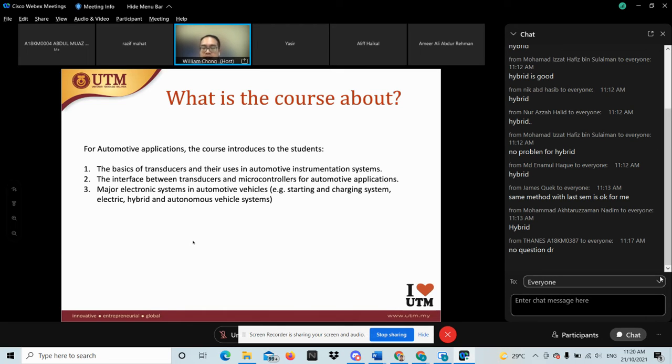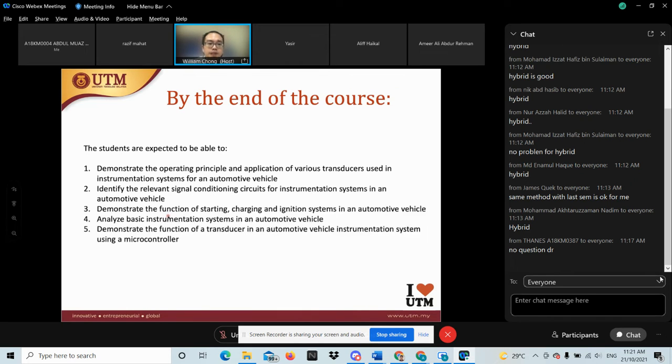So what I would like to claim here is that we are not going to go very, very detailed, but mainly we're going to introduce the concept, especially for the third item here, which is basically your major electronic systems. For example, starting, charging, electric, hybrid, autonomous, all this kind of stuff. We're going to cover mainly the basics, just introduce them, and then how sensors, what kind of sensors you can actually consider for these systems. So this would be the course learning outcome.